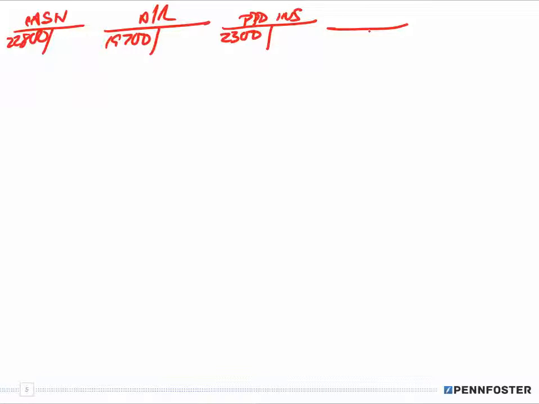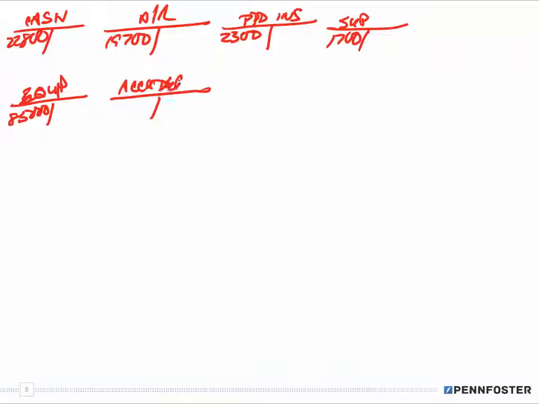Then I'm going to have supplies with a balance of 1,700. Then I'm going to have an equipment account for 85,000 and accumulated depreciation, equipment, and that beginning balance is 24,000. That's on the credit side. Okay, so there are our assets.